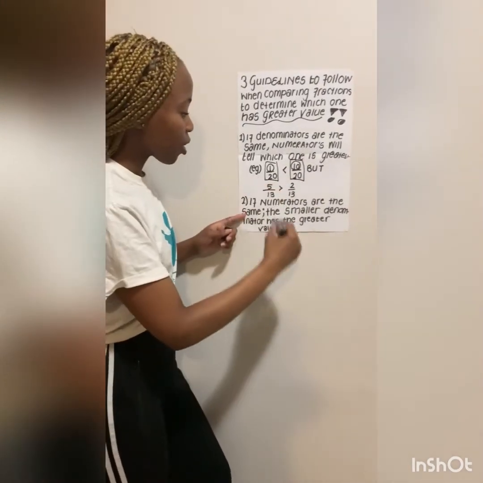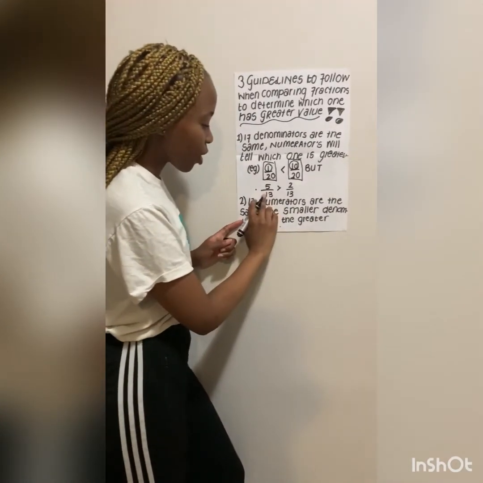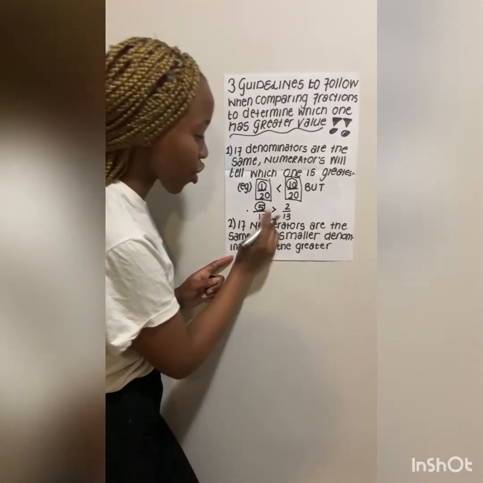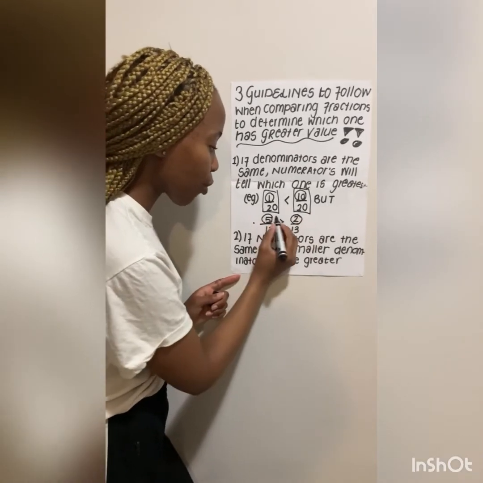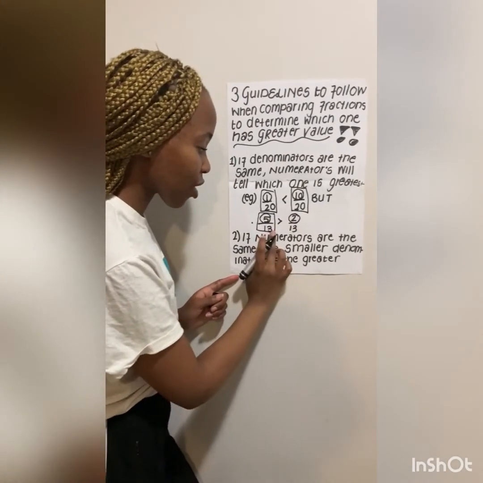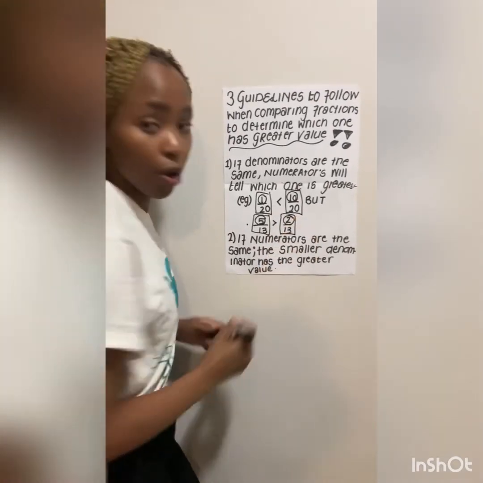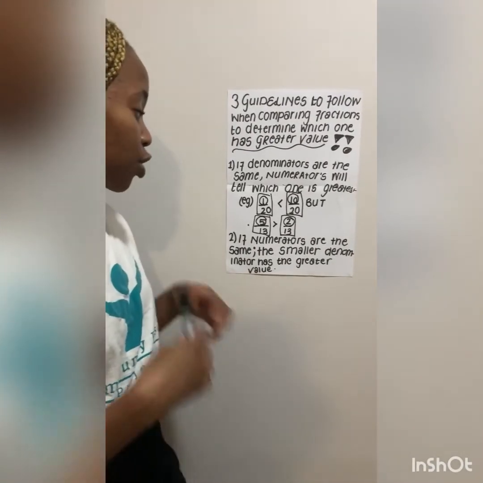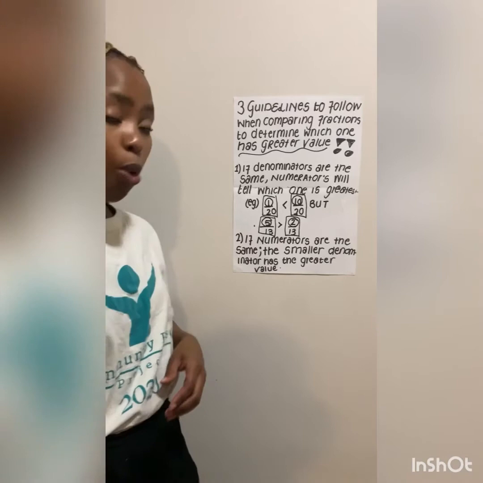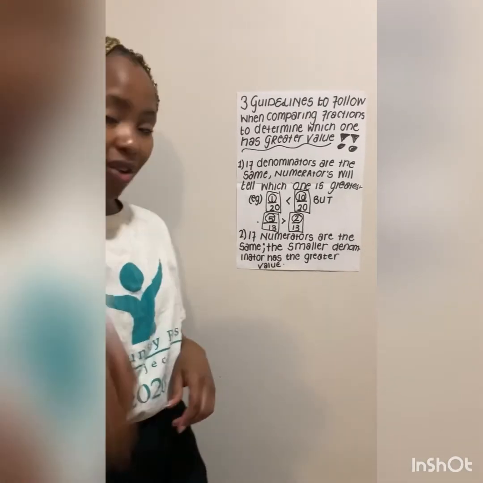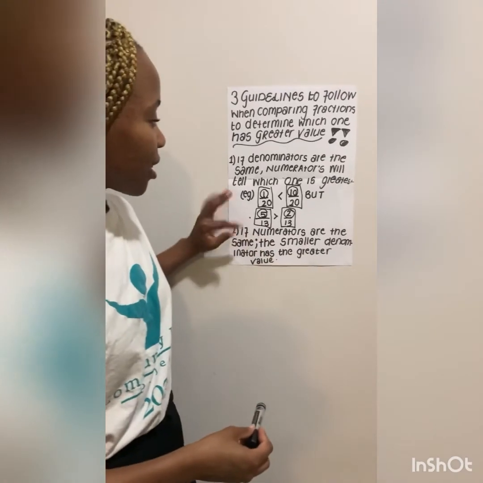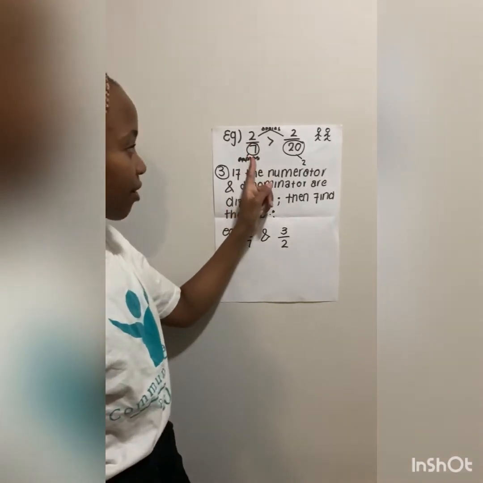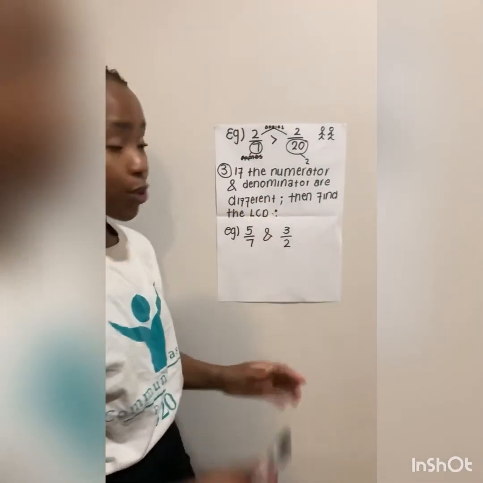Okay? And then we look at another example, which is 5 over 13 and 2 over 13. 5 is greater than 2, therefore the entire fraction is greater than this fraction. Alright? Then, the second point is that if the numerators are the same, then the smaller denominator has the greater value. So it is the reverse of number 1. For example, 2 over 7 is greater than 2 over 20.